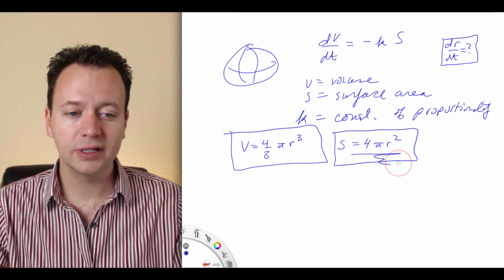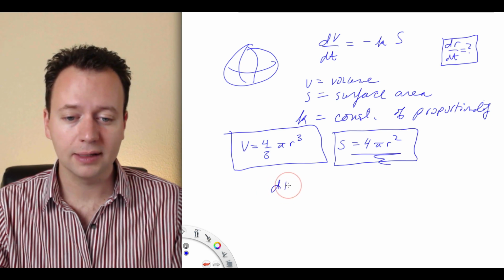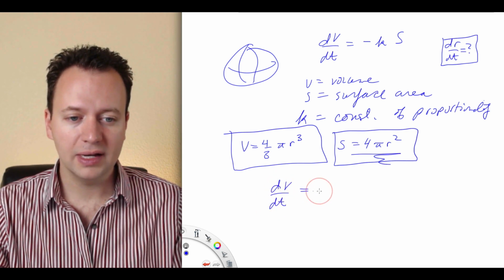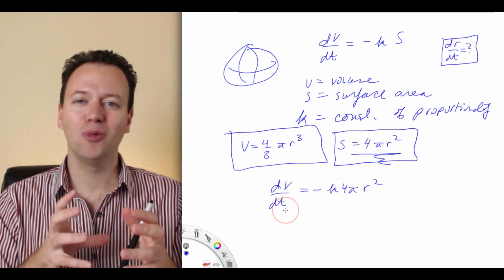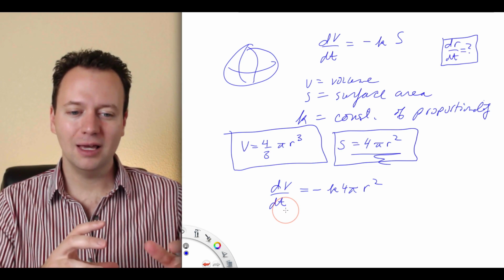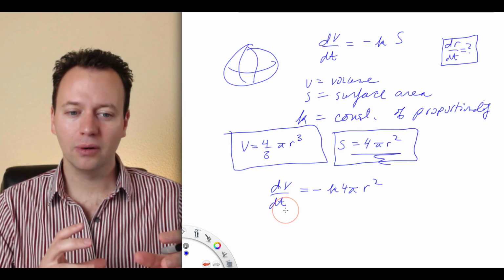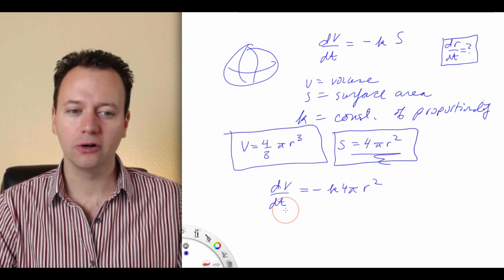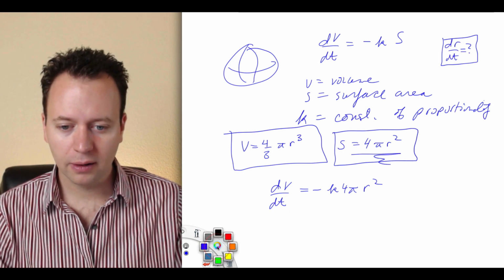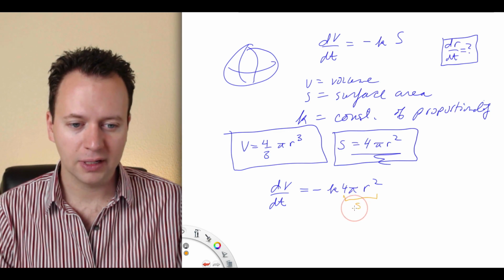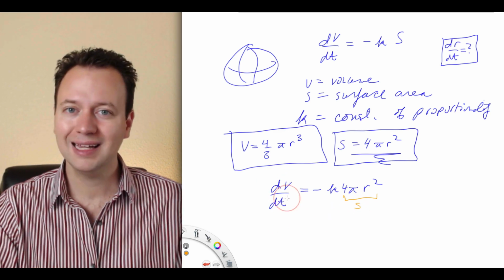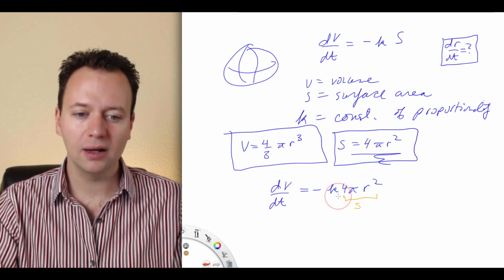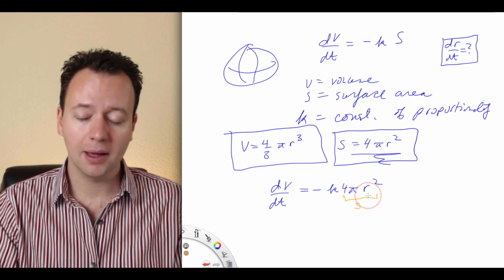So we can use the surface area formula to rephrase this as dV/dt is equal to minus K times 4 pi r squared. The rate of change of the snowball's volume is equal to some constant, negative K, times 4 pi r squared. 4 pi r squared, remember, is just the surface area S. So it's still not saying anything differently. The volume is changing at a rate proportional to the surface area.